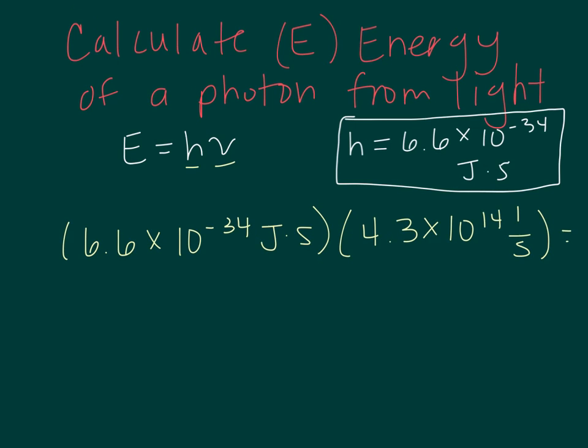Here I've plugged in our values. Here's H, or Planck's constant. Here's our frequency from the last slide. Go ahead and multiply those two. When I multiply these two things together, I come out with a value of 2.8 times 10 to the negative 19th joules. Notice how our seconds and our seconds here on the bottom are canceling out, and that's leaving us in joules, which is what we want it to be in.